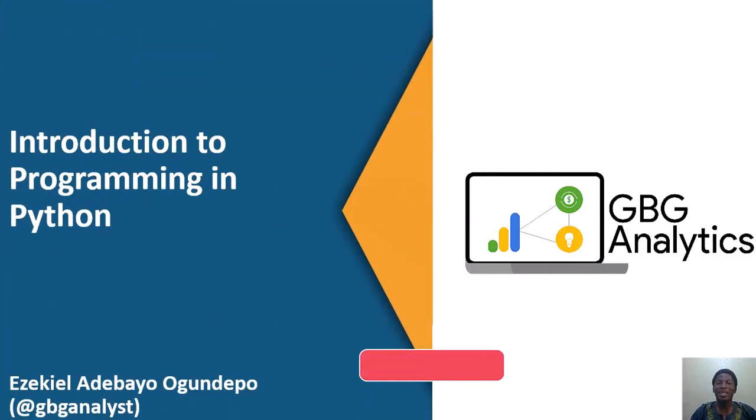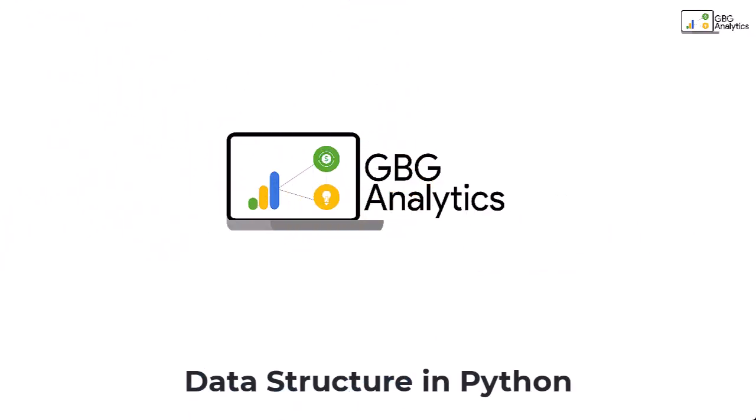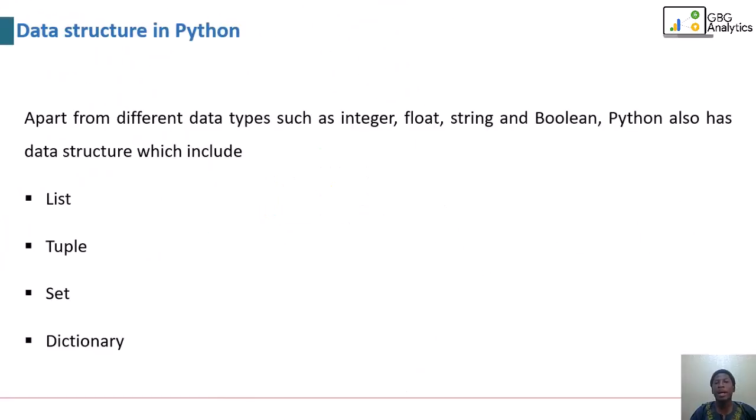Welcome back. In this section, you will learn data structure in Python. Remember, in the previous section, you learned different data types such as integer, float, string, and boolean. In this section, you will learn different data structure in Python, which include list, tuple, set, and dictionary.